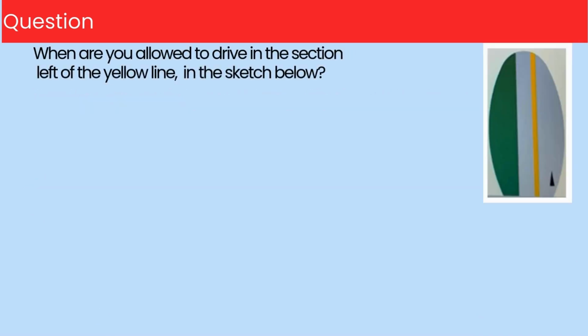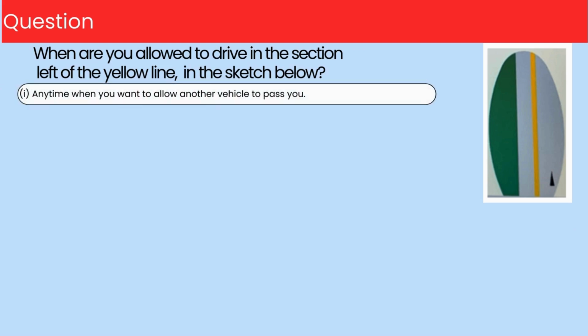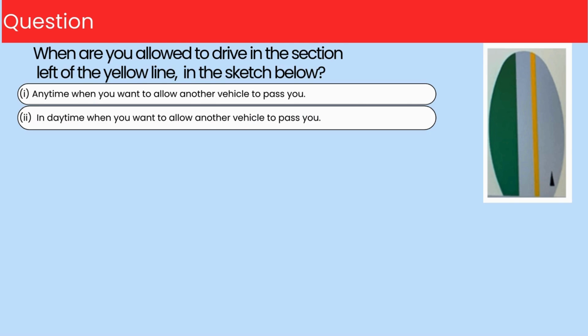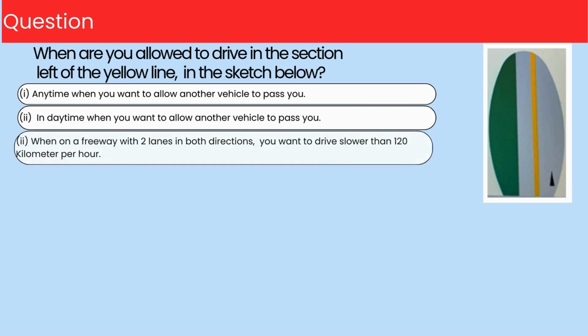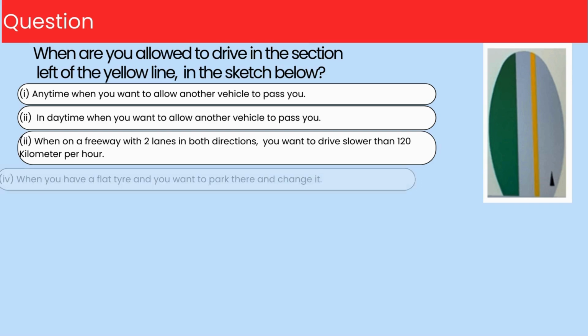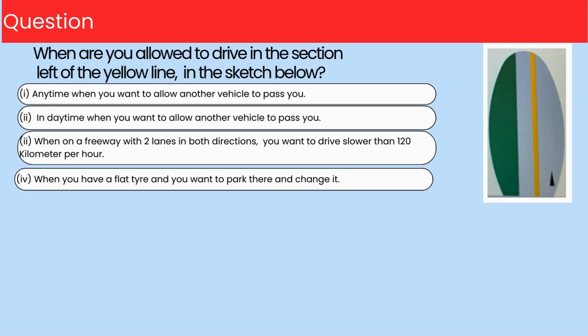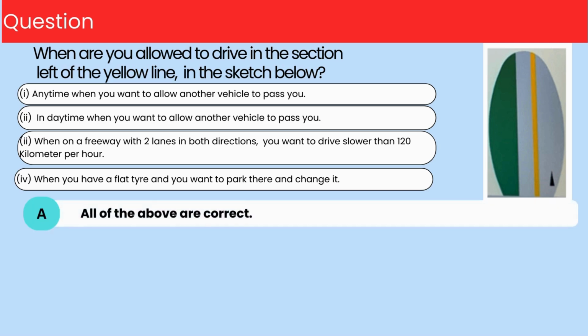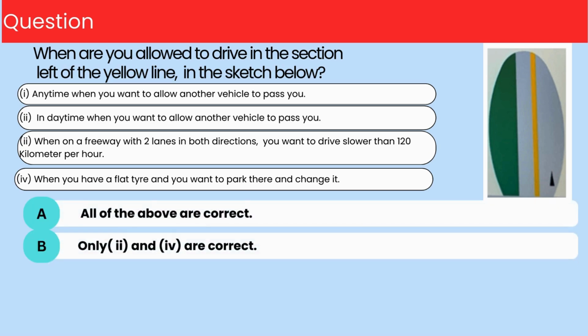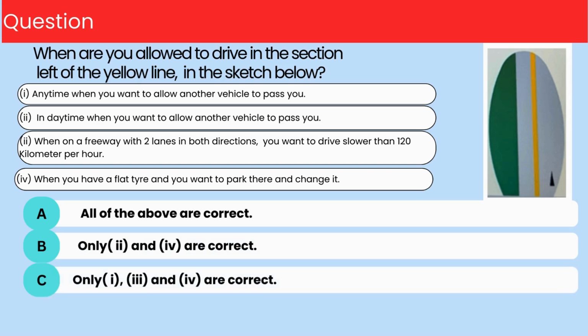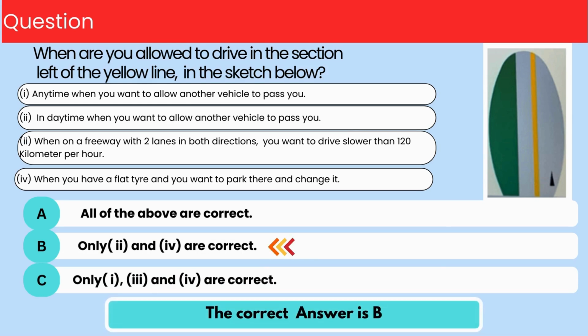Question. When are you allowed to drive in the section left of the yellow line, in the sketch below? 1. Anytime when you want to allow another vehicle to pass you. 2. In daytime when you want to allow another vehicle to pass you. 3. When on a freeway with 2 lanes in both directions, you want to drive slower than 120 km per hour. 4. When you have a flat tire and you want to park there and change it. Select the correct combination. A. All of the above are correct. B. Only 2 and 4 are correct. C. Only 1, 3 and 4 are correct. The correct answer is B.